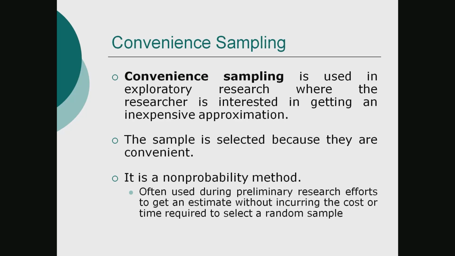Convenience sampling is used in exploratory research where the researcher is interested in getting an inexpensive approximation. The sample is selected because they are convenient. It is a non-probability method often used during preliminary research efforts to get an estimate without incurring the cost or time required to select a random sample. Convenience sampling is primarily determined by convenience to the researcher. Convenience samples are sometimes called accidental samples because participants can be selected simply because they happen to be nearby when the researcher is conducting the data collection.